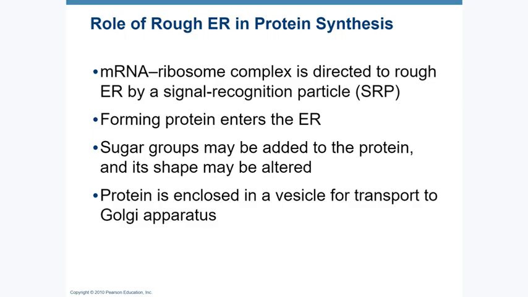So what is the role of the rough ER in all of this protein synthesis? The mRNA ribosome complex is directed to the rough ER using a signal recognition particle. So it's just a little chemical particle that says, hey, come here. And all of this that we have talked about, the translation, typically happens in the ER. Sugar groups may be added to the protein, and its shape may be altered as well in the ER because they have all of those ribosomes since they're studded. Proteins then are enclosed into a vesicle and then transported to the Golgi apparatus once they leave the rough ER.